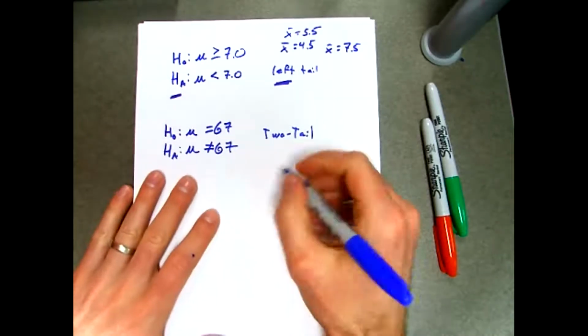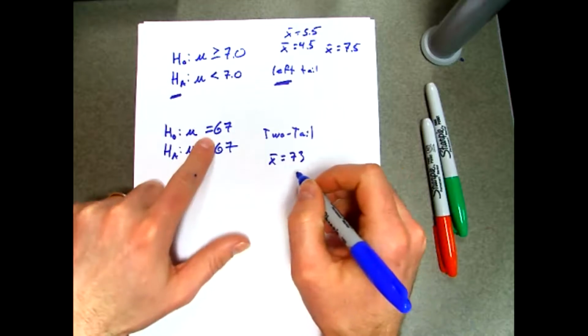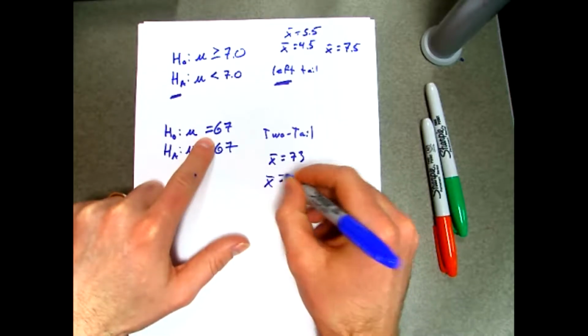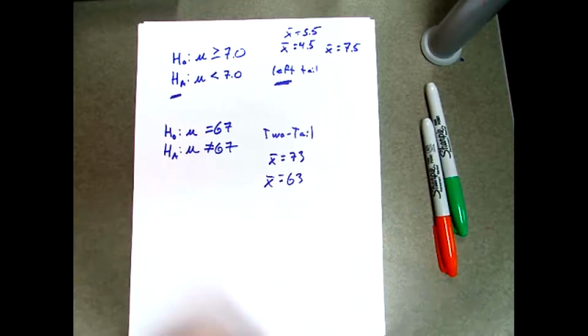However, when we have a two-tailed test, if I see a sample mean of 73, that goes against my null, but also seeing 63 will go against the null. So evidence on either side could go against my null hypothesis. That's why we say a one-sided versus a two-sided test. Okay. Any questions up to this point?